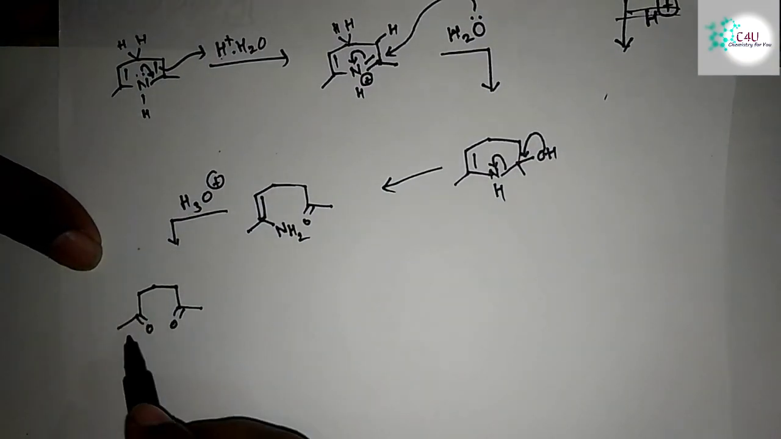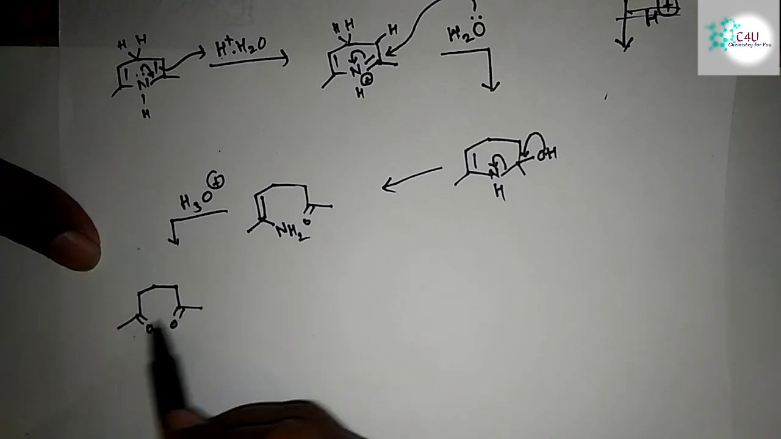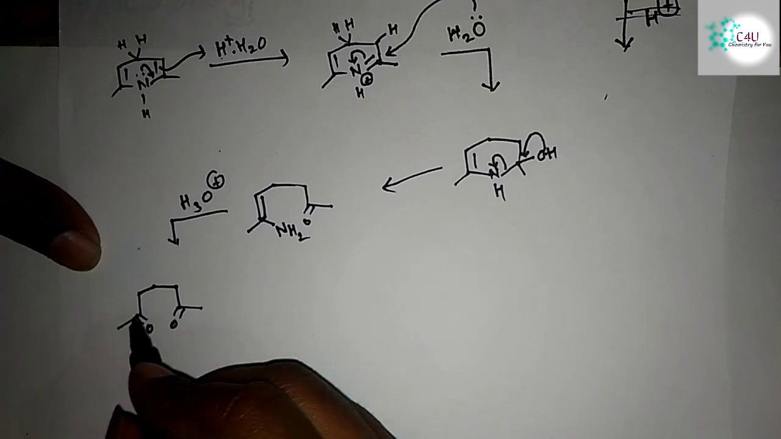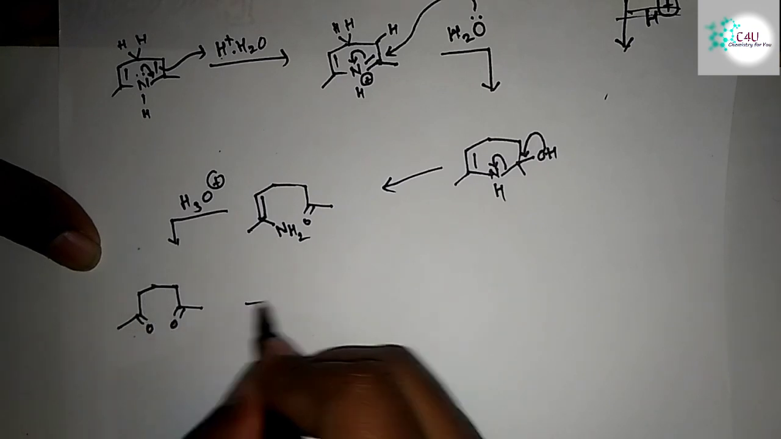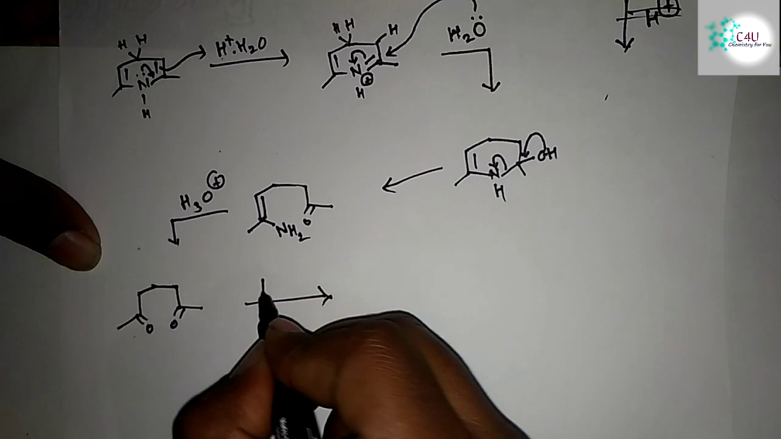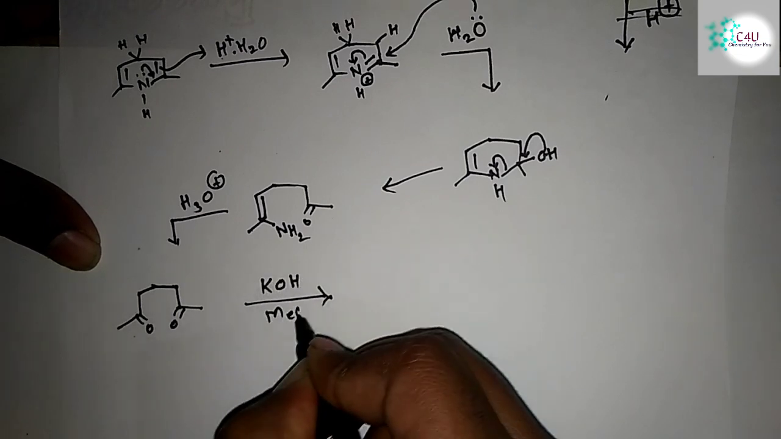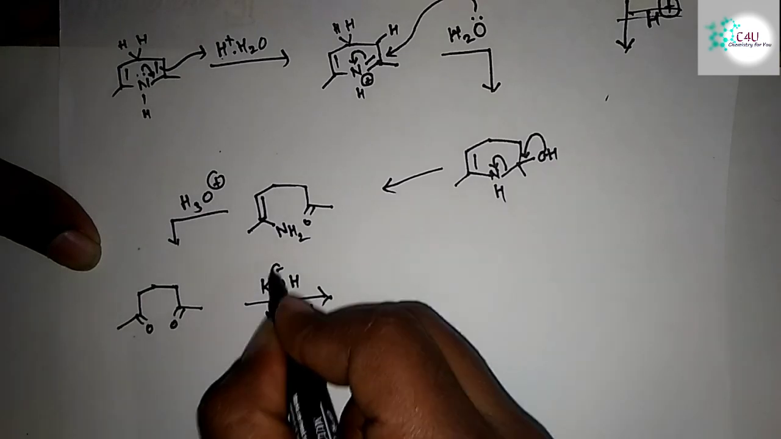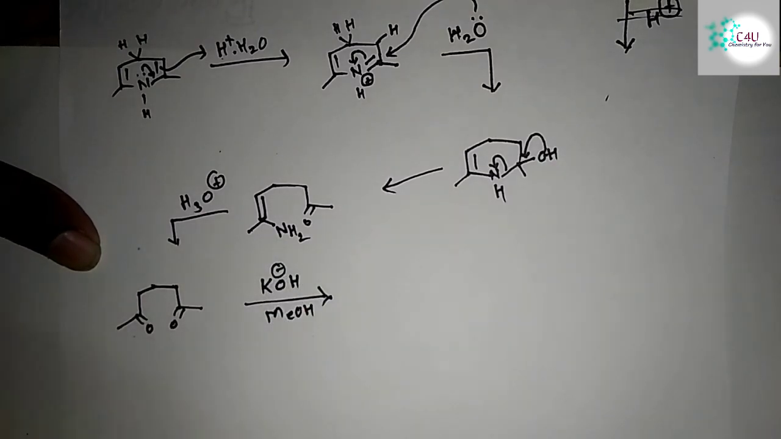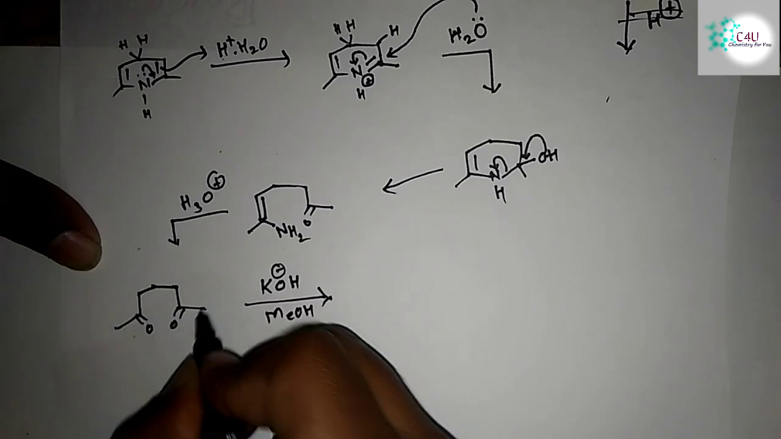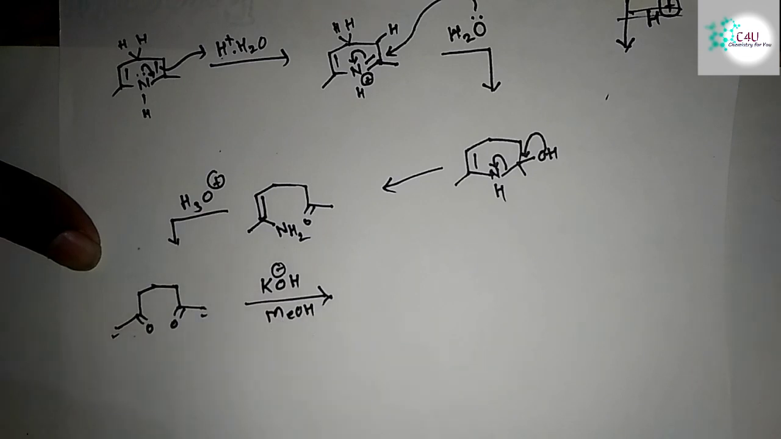For aldol condensation, you have this kind of a dione, which is 1,5-dione: 1, 2, 3, 4, 5. When a 1,5-dione is subjected to KOH in methanol, KOH is what? Base. What would it do? It would abstract a proton which is acidic. Now you have 1 and 2 positions, but out of those, these positions are more acidic.